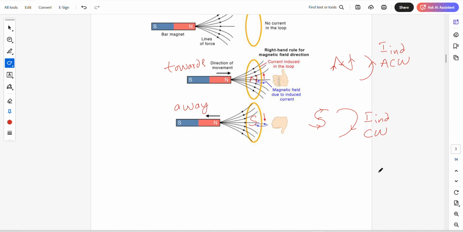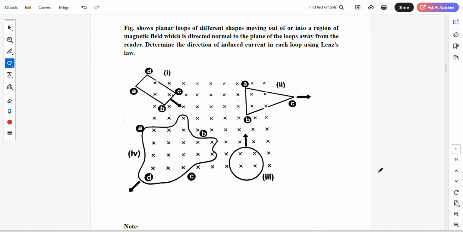We will try to do the sums. This is the very first sum. The figure shows planar loops of different shapes moving out of or into a region of magnetic field which is directed normal to the plane of the loops, away from the reader. Now observe this one. It is coming towards the field. Once it is coming towards the field, the area is increasing.